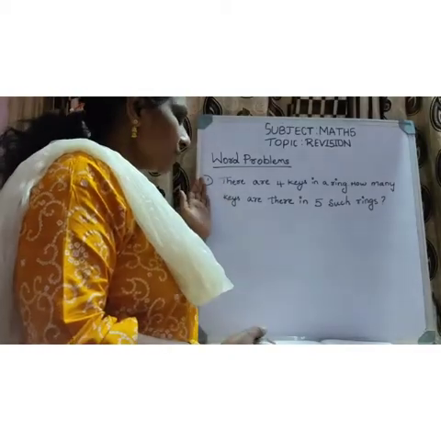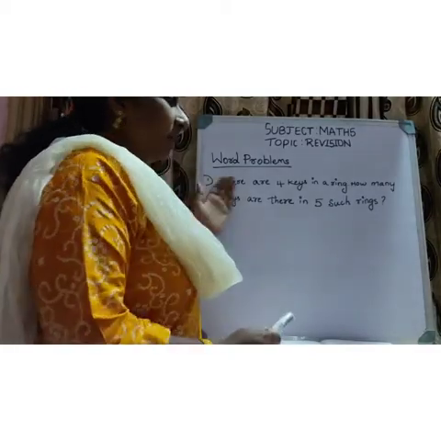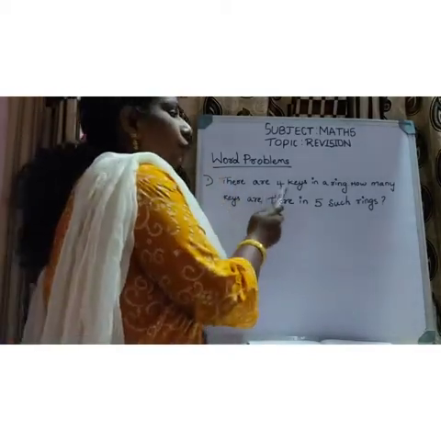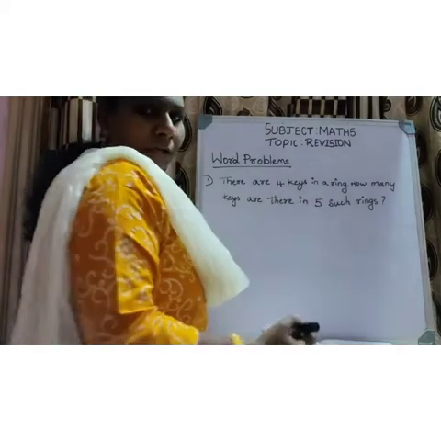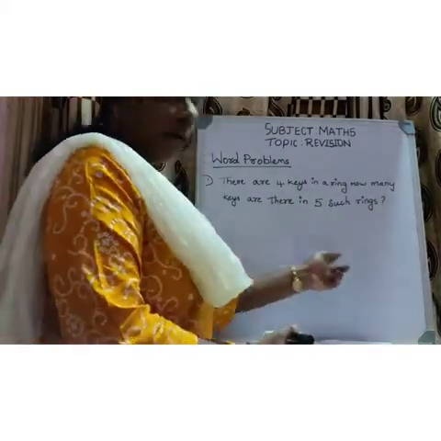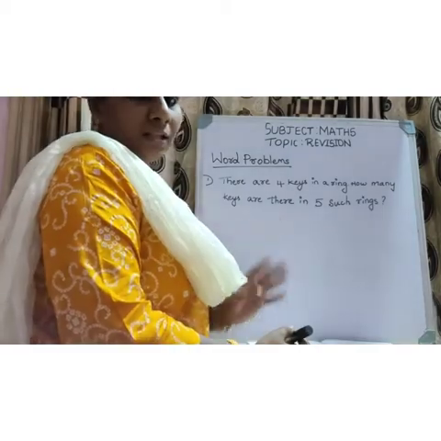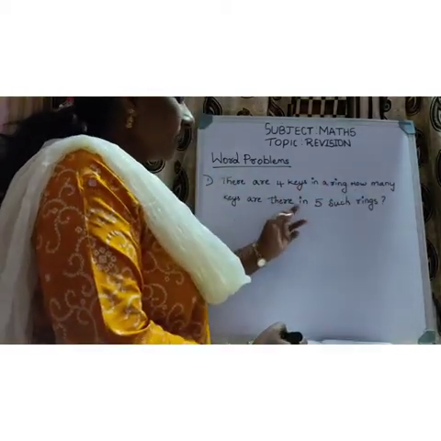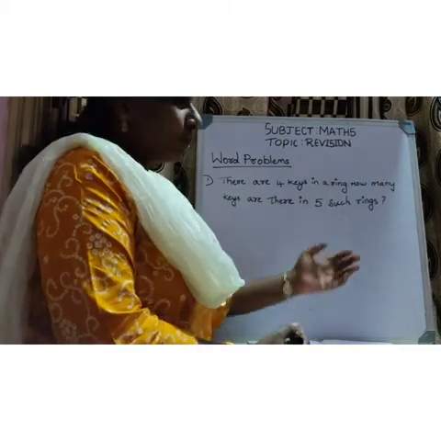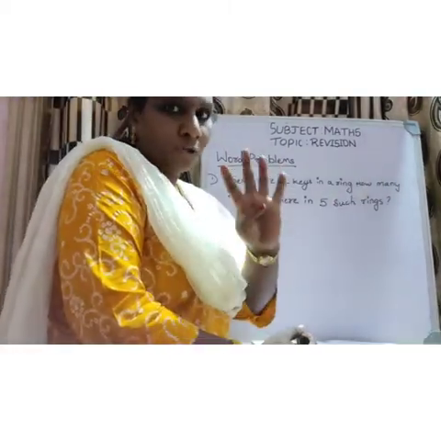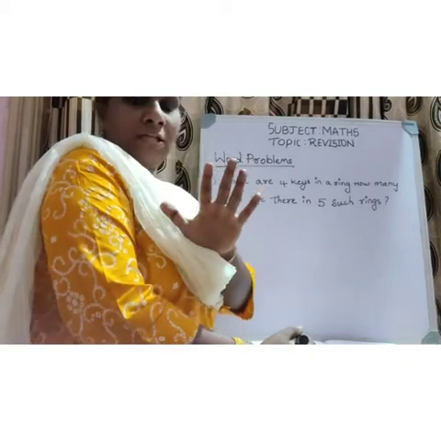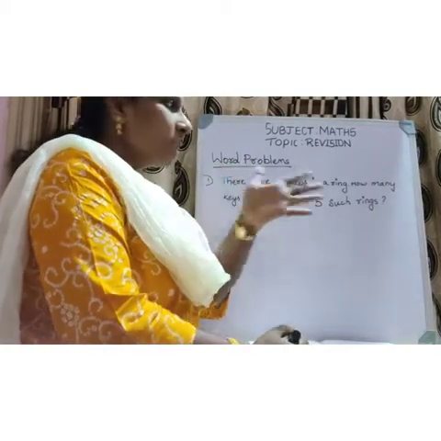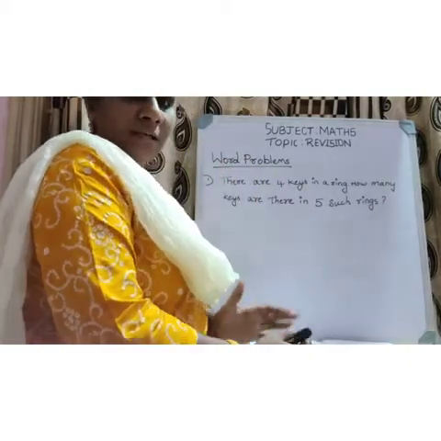Now we will see the first one, children. I'll read the question. There are 4 keys in a ring. How many keys are there in 5 such rings? In one ring there are 4 keys and there are 5 rings. So totally how many keys are there?